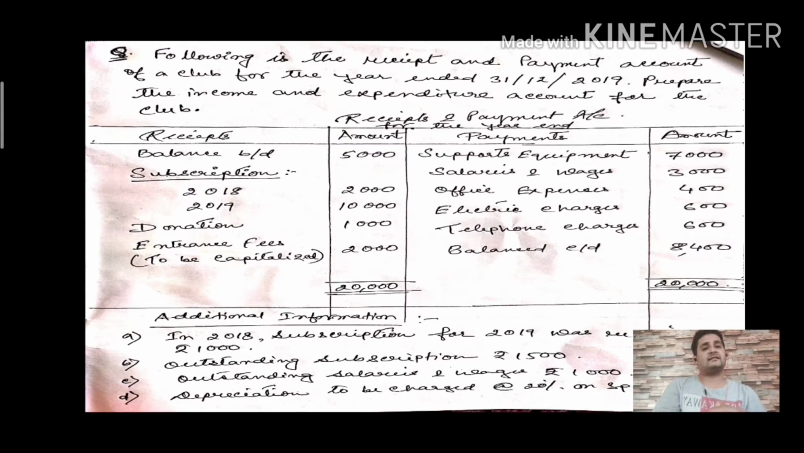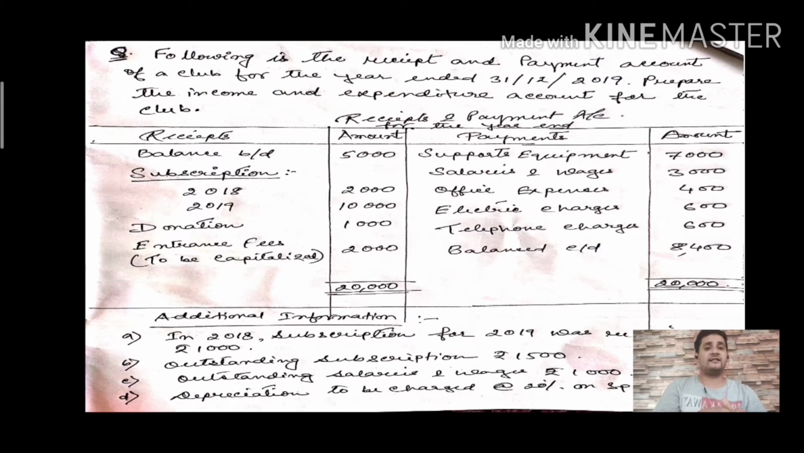Now, let us do another practical problem. The following is the receipts and payments account of a club for the year ended 31st December 2019. Prepare the income and expenditure account for the club. So the receipts and payments account is given. On the receipt side, balance b/d is given as 5,000, then subscription for the previous year and current year is given as 2,000 and 10,000. Next, donation is given as 1,000.